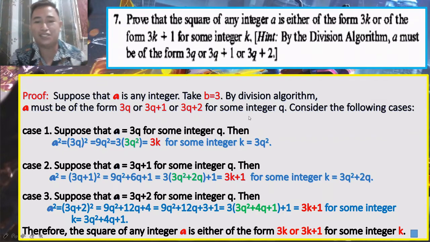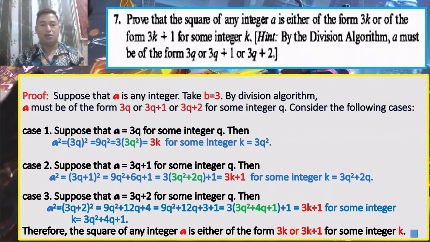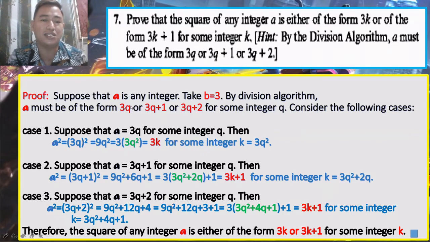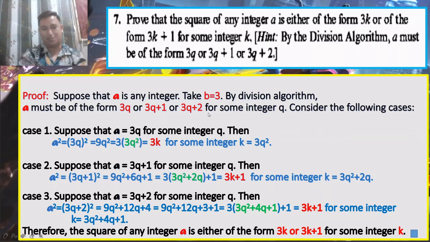The remainder R is between 0 and B, which is 3. So the different values of R are 0, 1, and 2, giving the three forms 3Q plus 0, 3Q plus 1, and 3Q plus 2. So there are only three cases. How do we handle 3Q plus 3?